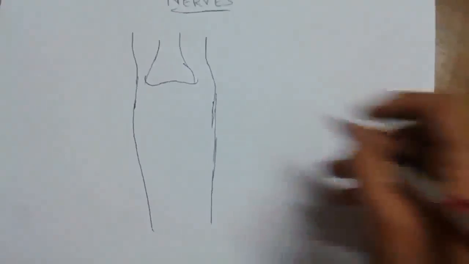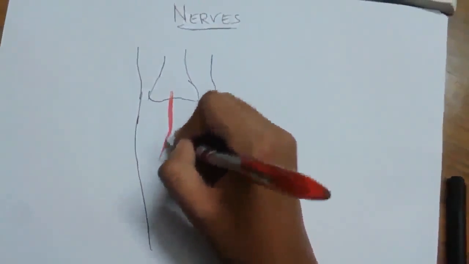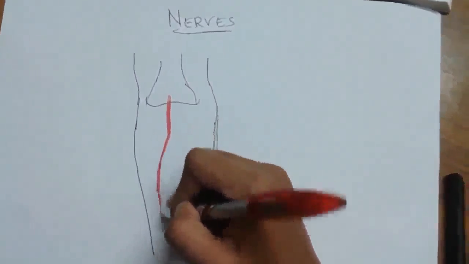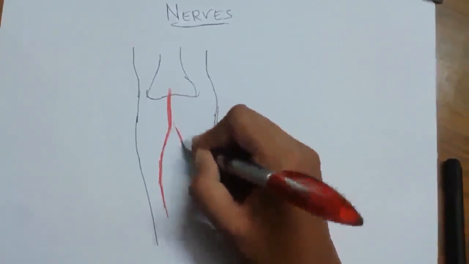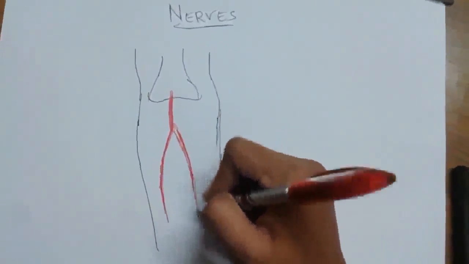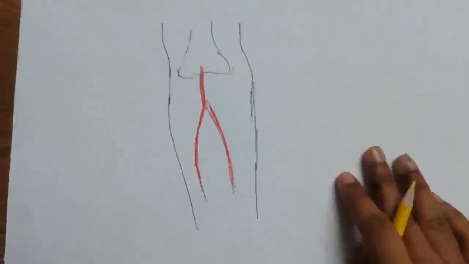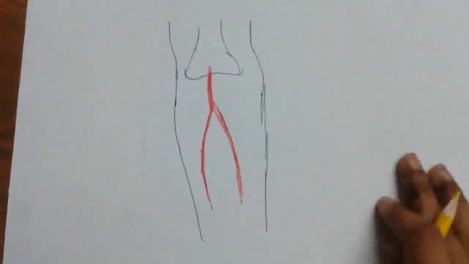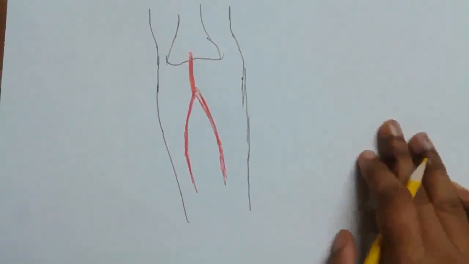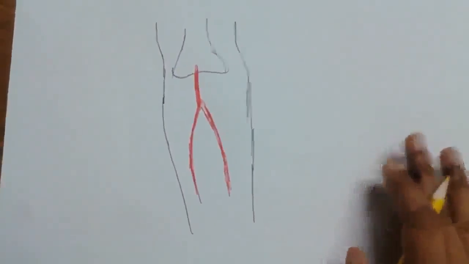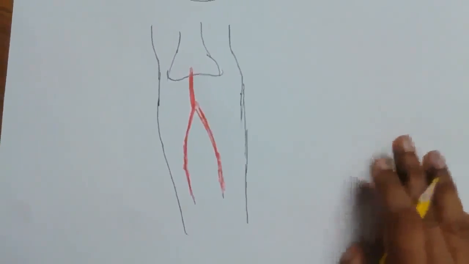Now, let me first draw the brachial artery. At the neck of the radius, it divides into the radial artery and the ulnar artery. Right? Now, let's first learn the median nerve. I'll be drawing each and every nerve so that you get it clearly. If you have learned the arm and cubital fossa, the median nerve is the principal nerve in front of the forearm.